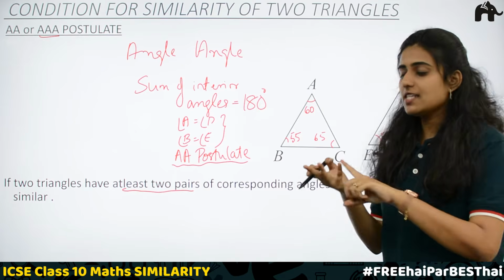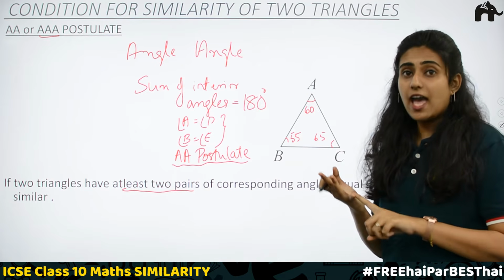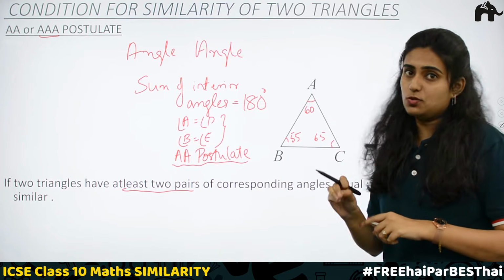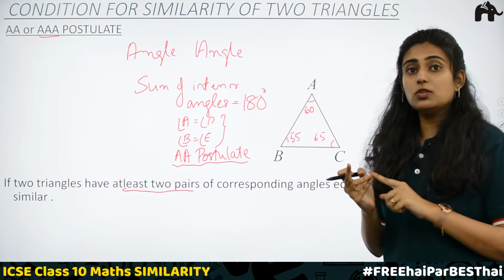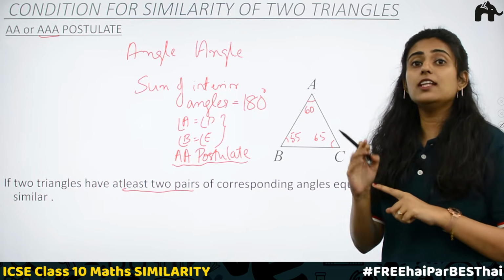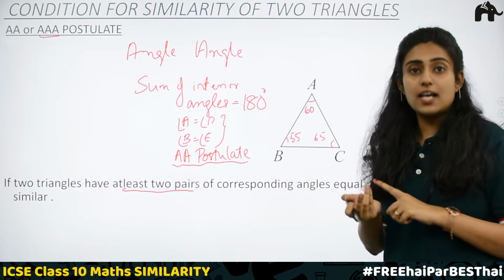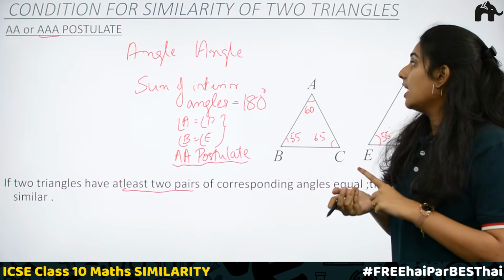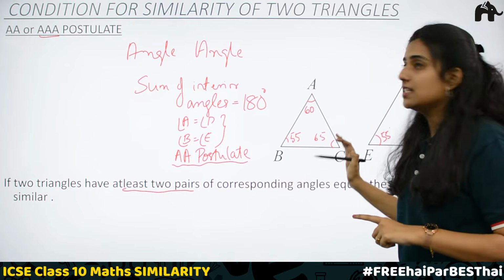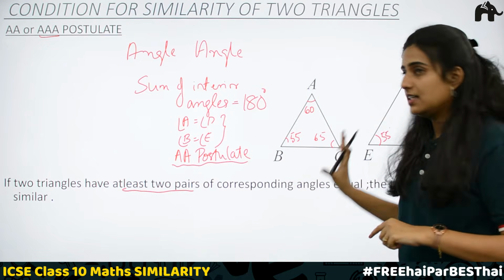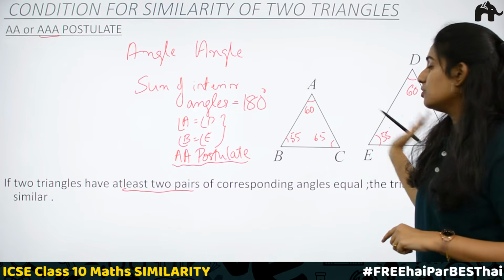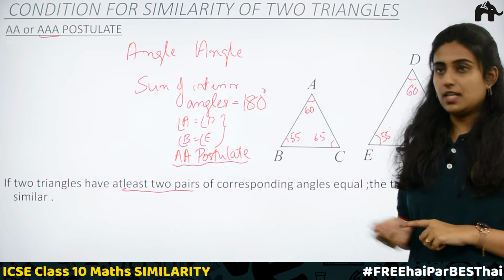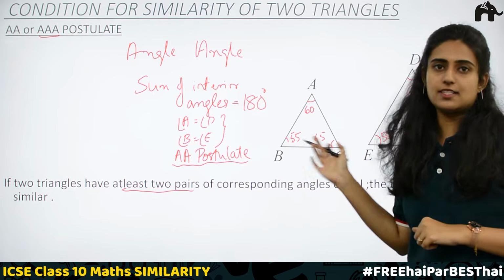The SAS postulate, where two sides and the angle that lies between these two sides are considered. Second, we took the SSS postulate, where only the three sides, the ratio of the corresponding sides, are taken. And the third, we are just considering the angles. If two angles are equal for two triangles, then they are similar. There, the corresponding angles are equal, then the triangles are similar.